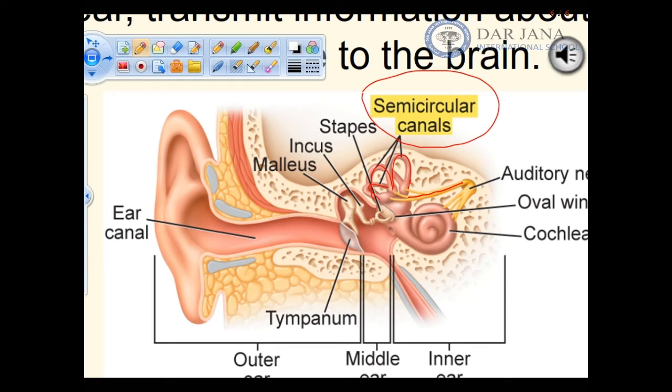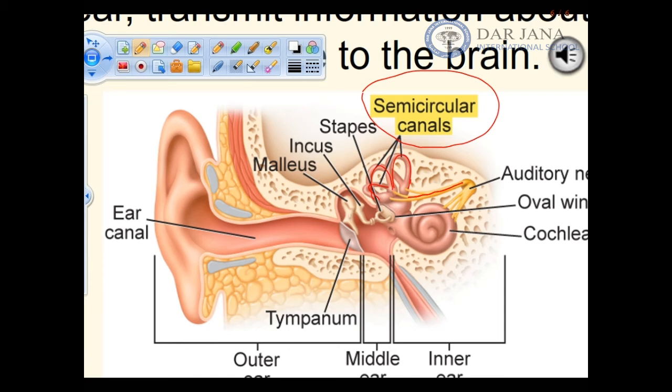What is the balance of the body? First of all, if you have any relative that experienced an inflammation in the inner ear, the first thing he will have is dizziness, unbalance, maybe he will fall on the ground, because the inflammation will affect the balance in the semicircular canals.